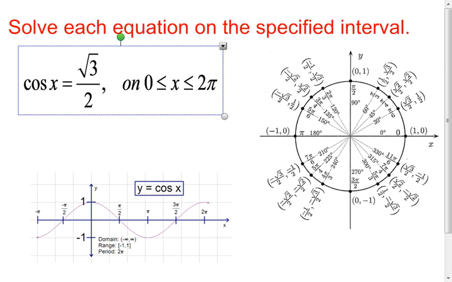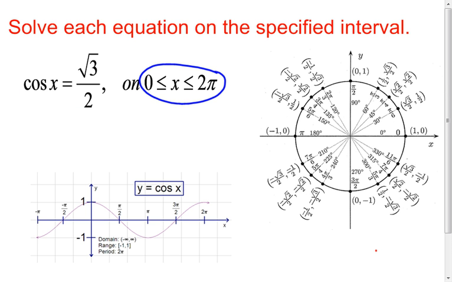All right, then we're going to look at some of these where we solve some things on different intervals. So you're going to have to pay attention to this solving between 0 and 2 pi thing. You're going to pay attention to these intervals that I gave you. Obviously, 0 to 2 pi is one trip around the unit circle. So you're looking for any spot on one trip around the unit circle where your cosine, or your x value, is the square root of 3 over 2.